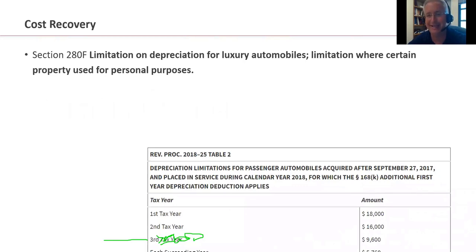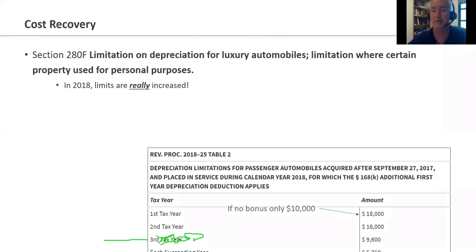2018 came around and they said, you know what? These limits are redonkulous. They're way too low. And so they said, you know what? We're going to take those up. We're going to make it 18,000 in year one, 16,000 in year two, 9,600 in year three, and then 5,760 every year thereafter. So basically we're saying, look, you should be able to get a more expensive car. Now, if you elect out of bonus, so if you see some homework problems where they say, the taxpayer did not elect bonus or elected out of bonus depreciation, then the limit is only 10,000 in 2018. But still, 10,000 is way more than 3,160.